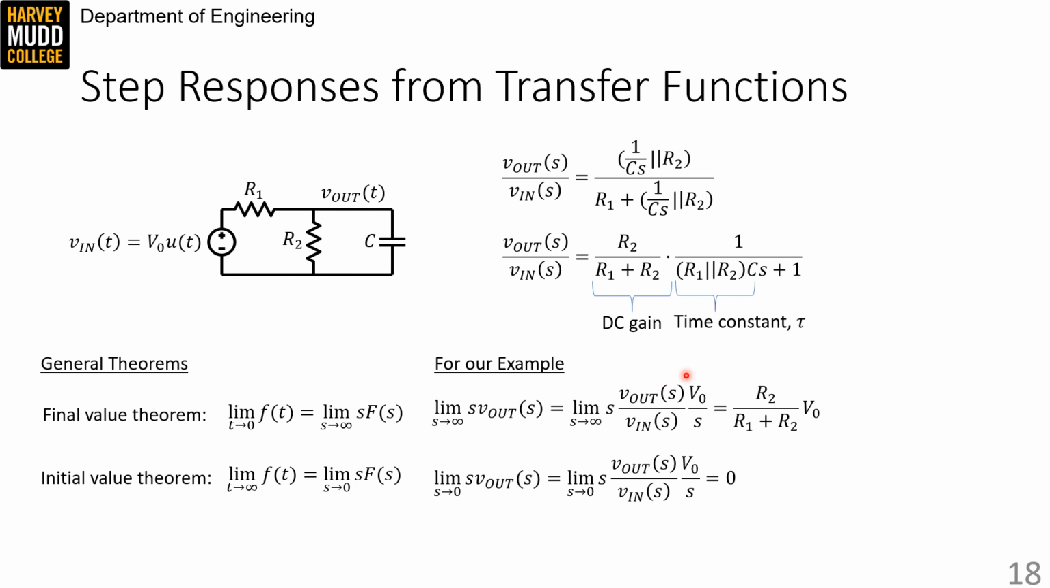One trick when you're evaluating the initial and final value theorems for step inputs is to remember that the input itself, v0 over s, cancels out with the s that's hanging out in front of the theorem. So this s and this s cancel out, meaning that you can often get a quick initial or final value just by letting s go to infinity or 0 in the transfer function, in this expression.